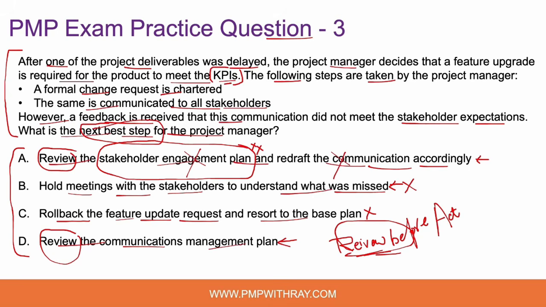We already talked about option C, that is out of the table. So the correct answer to this question is option D, which is reviewing the communications management plan. It falls into this framework of review before act: you are reviewing a document before you take an action, and even more important, you are reviewing something relevant. The communications management plan talks about the way you should communicate a change request to your stakeholders.